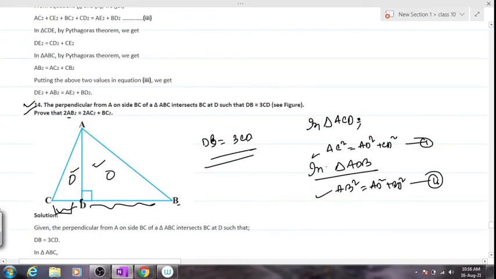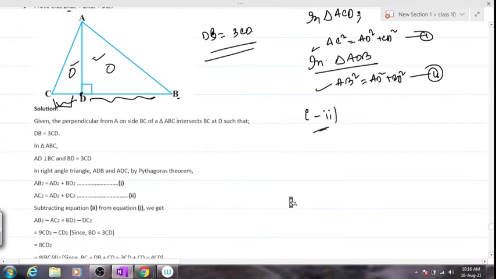Now can you subtract both of these equations? You will say, sir, why? Because this cancels off. Okay, please subtract equation 1 and 2 and tell me what we get. You will directly be getting this. Confirm everyone. Till here, if you get it, let me know. Now it says how is this BD replaced by CD? Because we already know that BD is equal to thrice of DC.